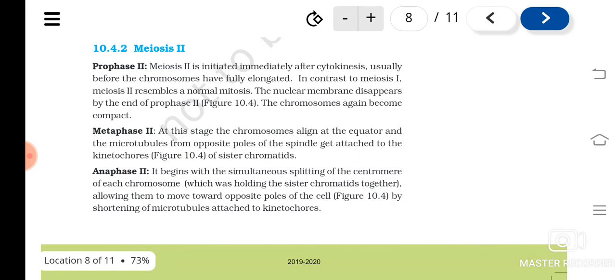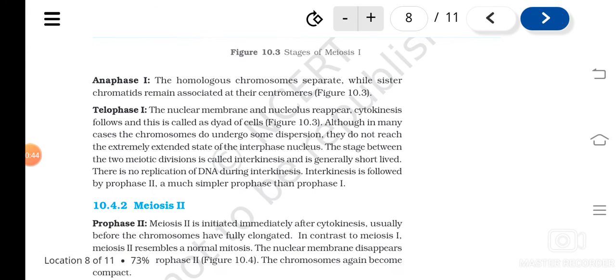That is the major event in anaphase 1. Splitting of chromosomes will not take place. There is no splitting of chromosomes through the centromere, but only movement of one chromosome from each pair is happening. That is the difference. Then after anaphase comes telophase, and after completion of anaphase, the chromosomes are at the poles, isn't it?